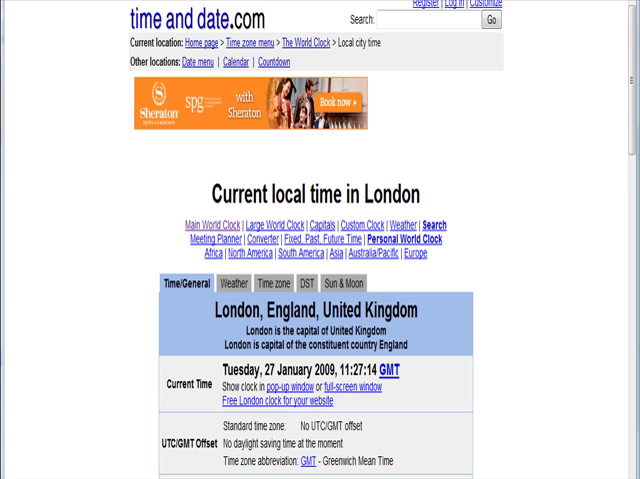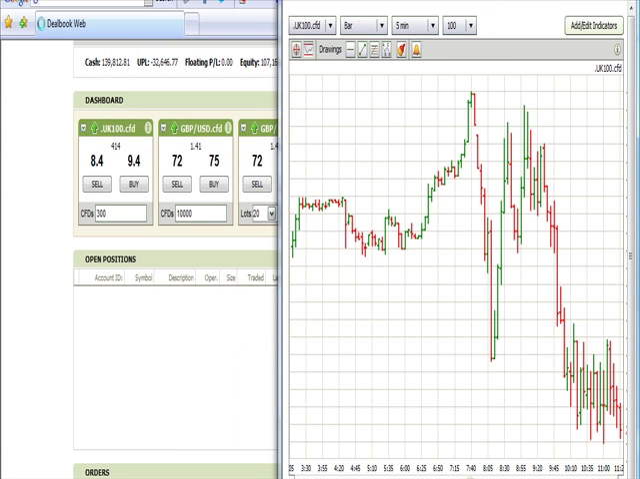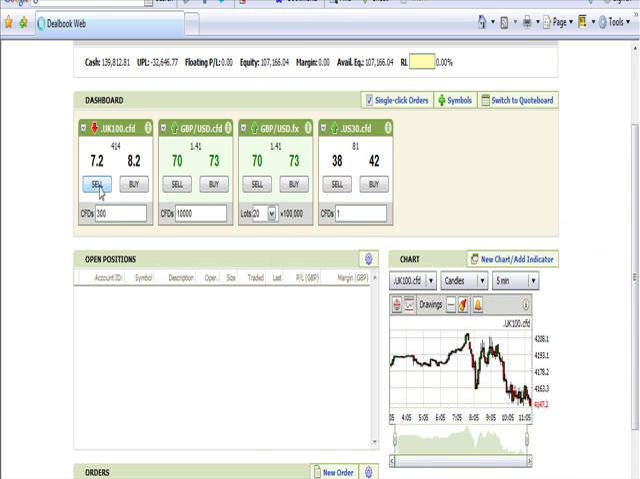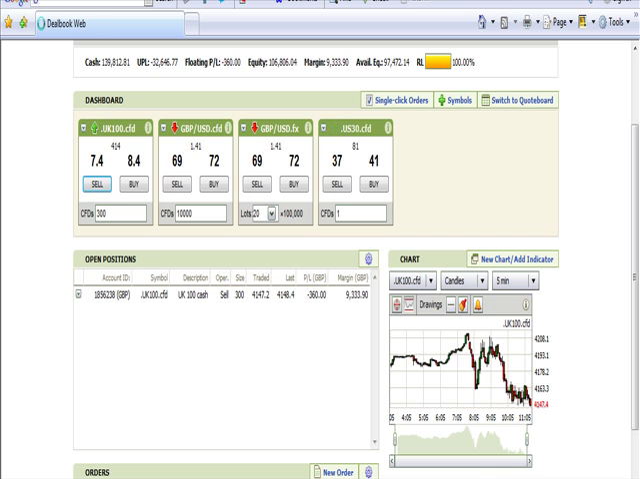Let's make some money. At the moment we're looking at the FTSE today, and we think it's going to go down a bit more, so we're going to sell it. So there you go, sold 300 units.